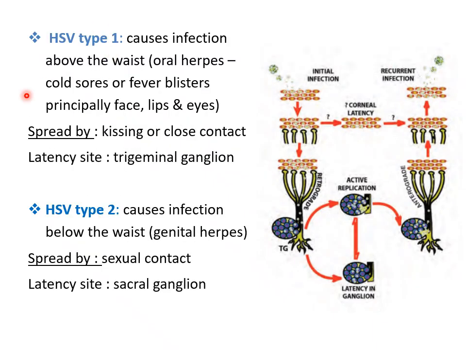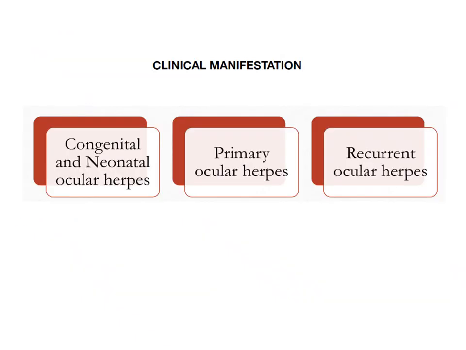There is a rule of thumb that HSV type 1 causes infection above the waist. So we'll be discussing the ocular HSV today, and that is mostly HSV type 1. And HSV type 2 is the one that causes infections below the waist, or genital herpes.